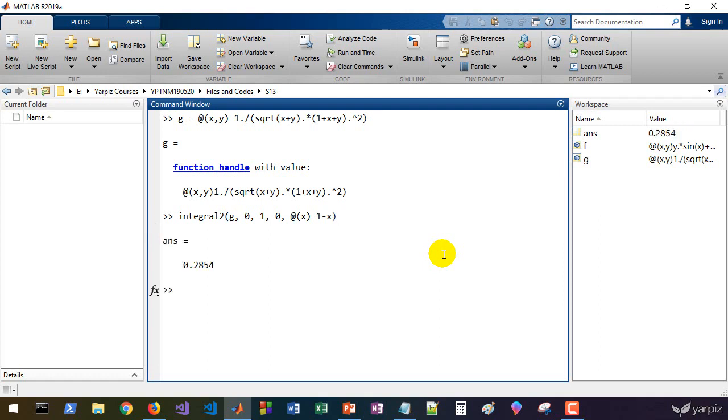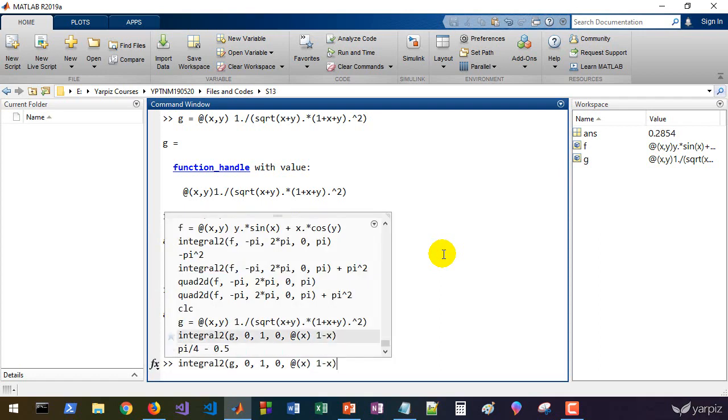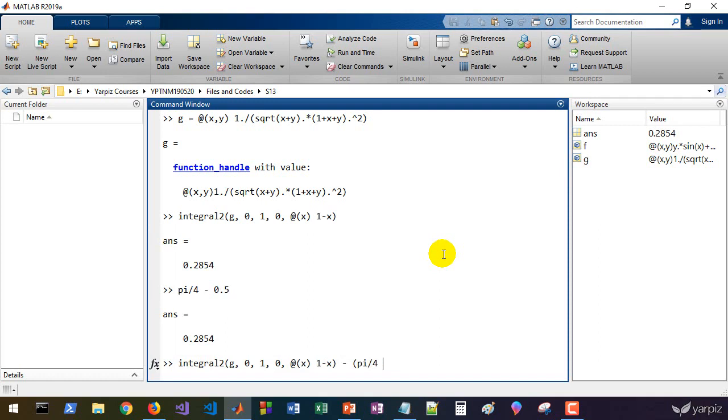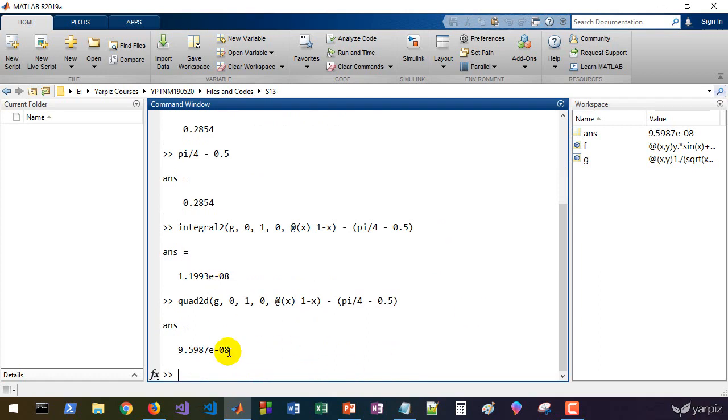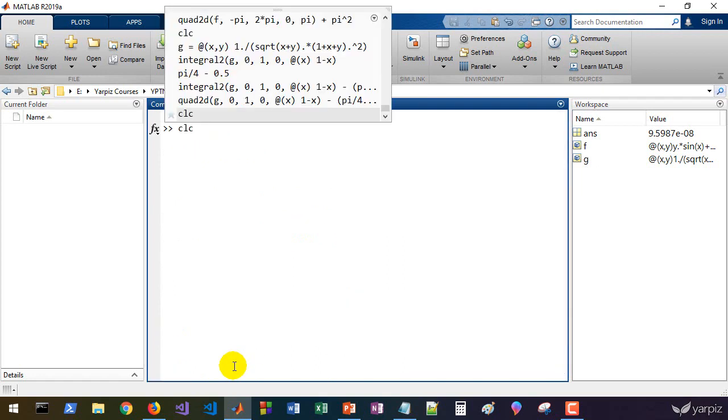If we call this, we get the value, and pi divided by 4 minus half equals the same value. If you calculate the difference here, you'll get a value very close to 0. And if you replace integral2 with quad2d, you'll get almost the same result, which is quite similar.